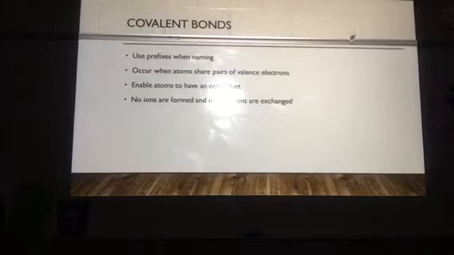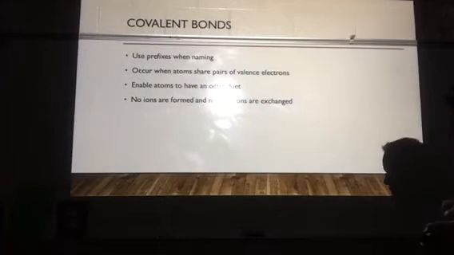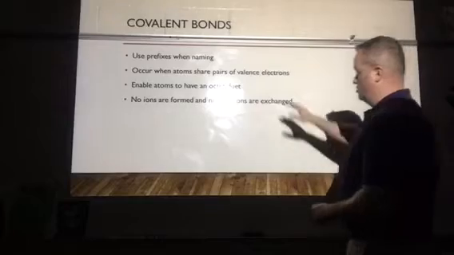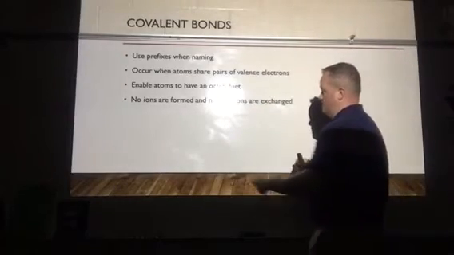So let's take a quick moment to talk about covalent bonds. Covalent bonds have a couple of traits we need to be aware of. First of all, they use the prefixes when we name them. Secondly, these always occur when atoms share pairs of valence electrons.